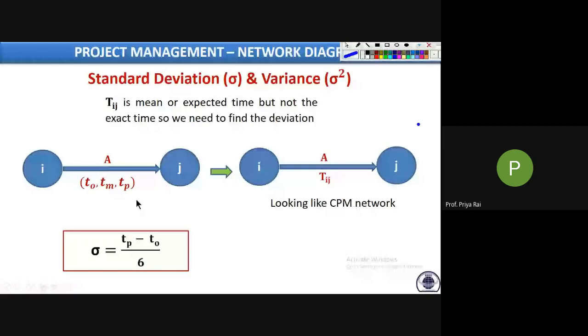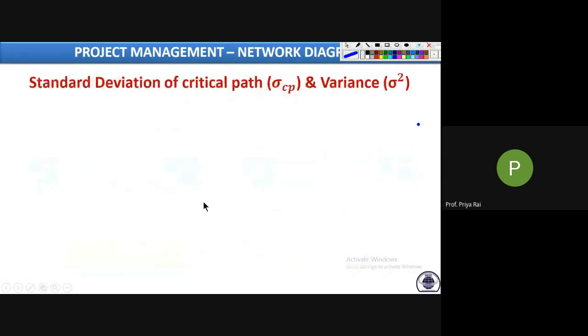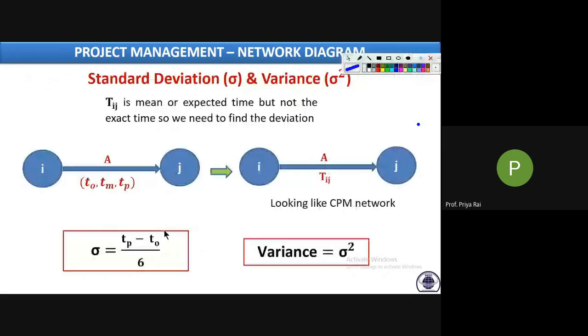And variance is nothing but sigma square. So the deviation formula is sigma equals TP minus TO divided by 6, whereas variance is equal to sigma square. So this is the formula. Now they will ask you to determine the standard deviation. This was the standard deviation of each activity. For example, here A activity. What is the standard deviation of this activity? Whatever TP value minus TO value divided by 6 will give you the standard deviation of this particular A activity only.